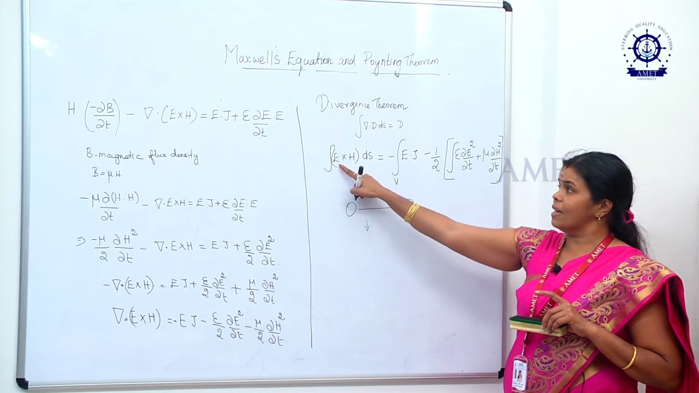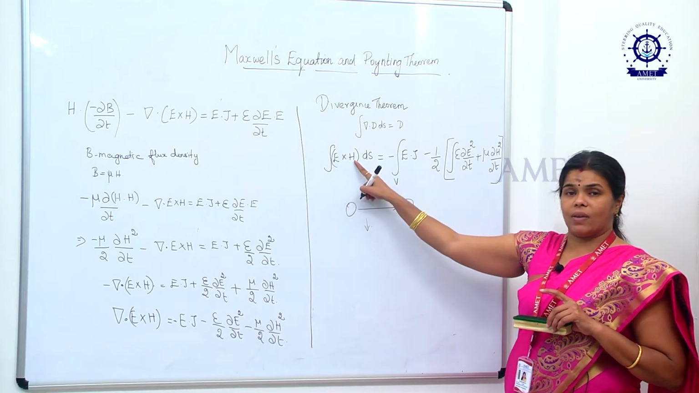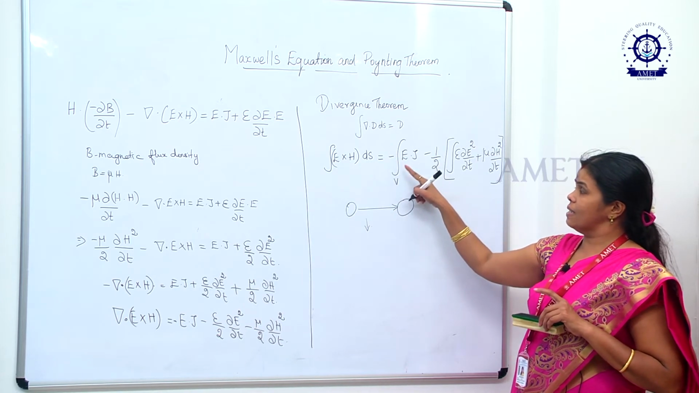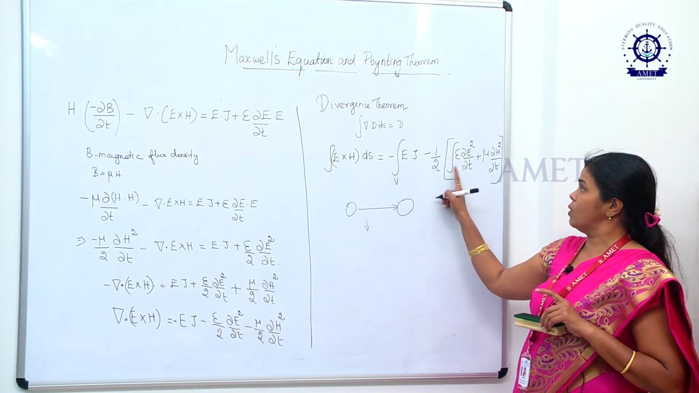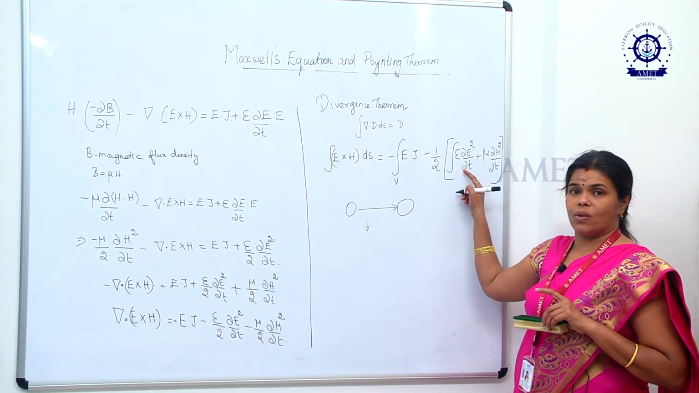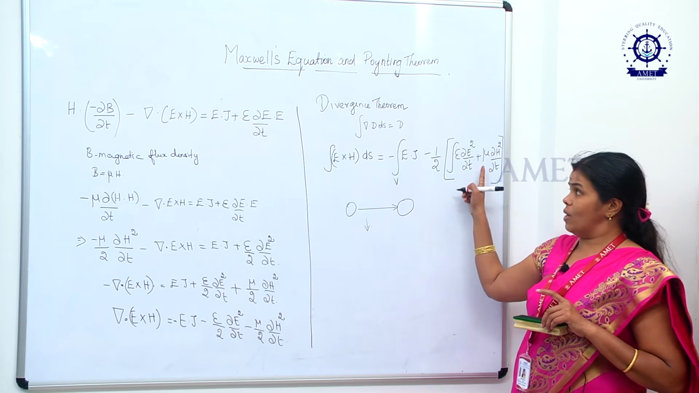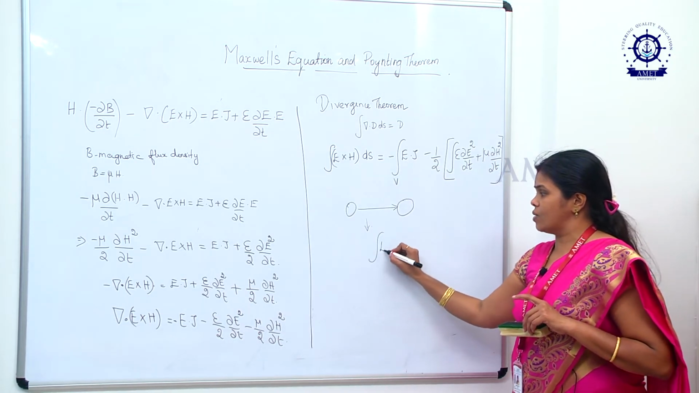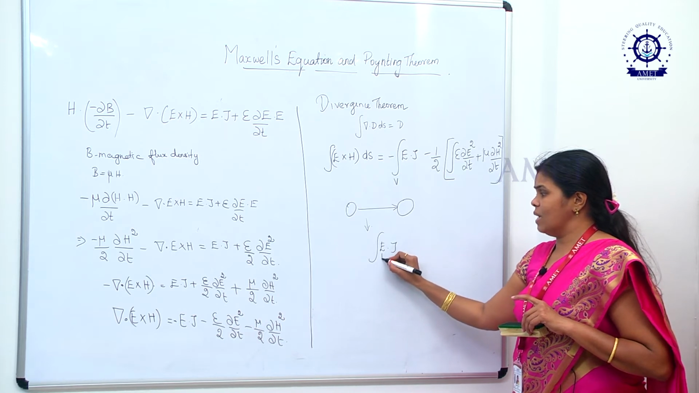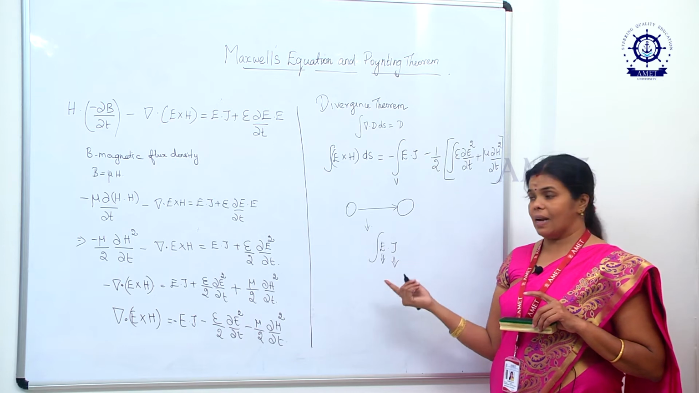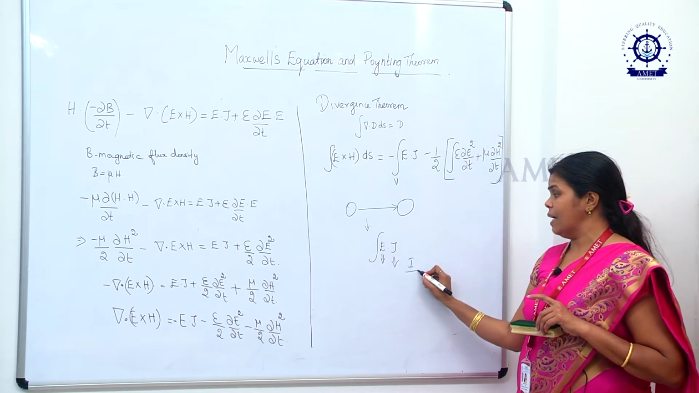So we are having the electric field as well as the magnetic field, the cross product, minus this one equal to minus integral of E dot J minus one by two, this expression which is the energy stored in the magnetic field as well as the electric field, minus E dot J. What is this integral of E dot J? E means electric field. What is this J? That is the current density. Current density means current divided by area.